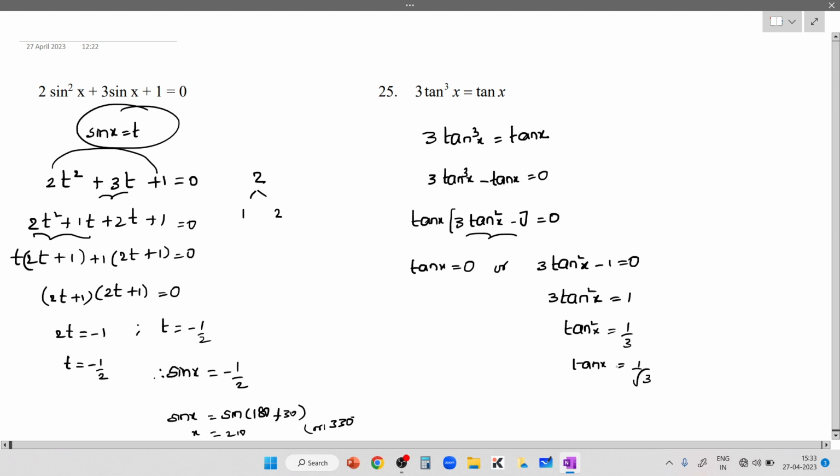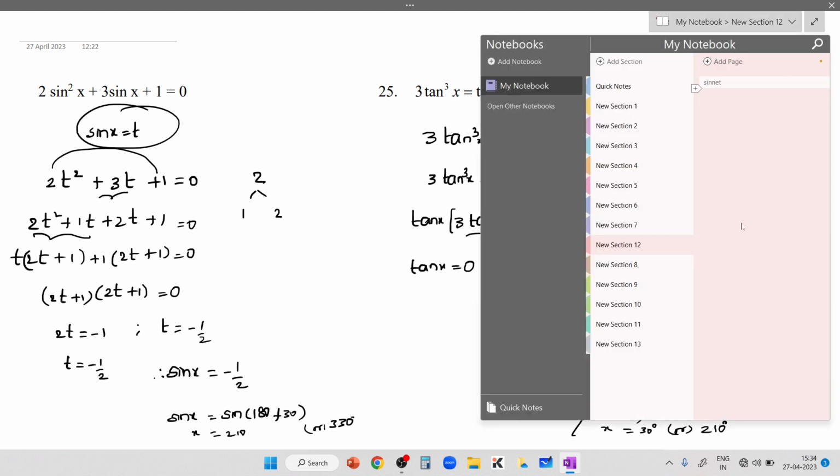Let me take the positive value here. Now tan x is equal to 1 by root 3. That means tan should be 30 degrees, and also tan is positive in one more quadrant, that is third quadrant. And the nature of the angle in third quadrant is 180 plus 30. So that will become 180 plus 30. So x is equal to 30, or x is equal to 210 degrees. So both the answers will satisfy the given equation, and in this way we can solve all the problems.